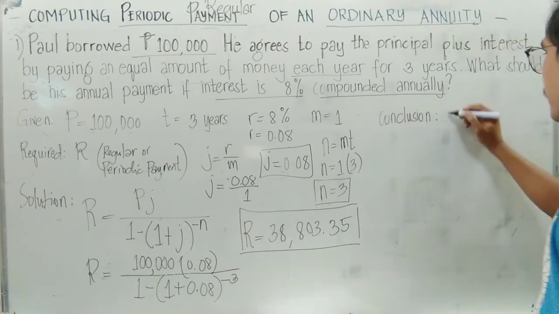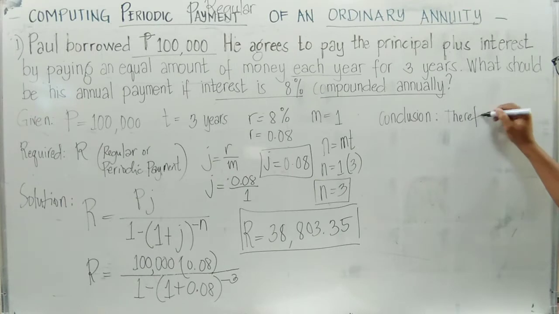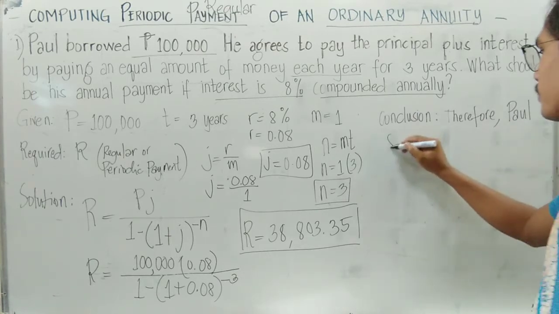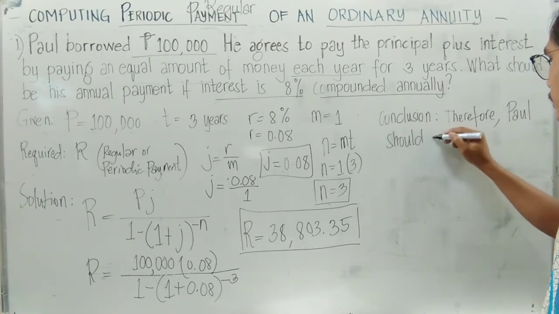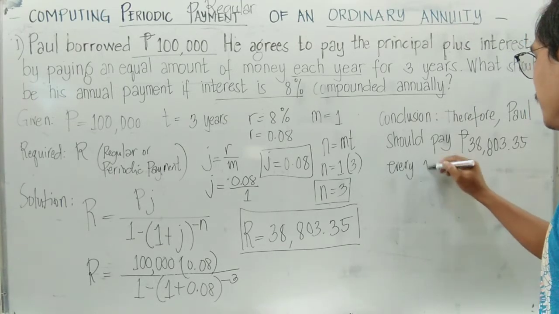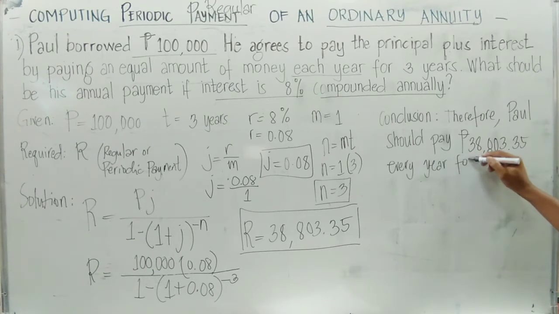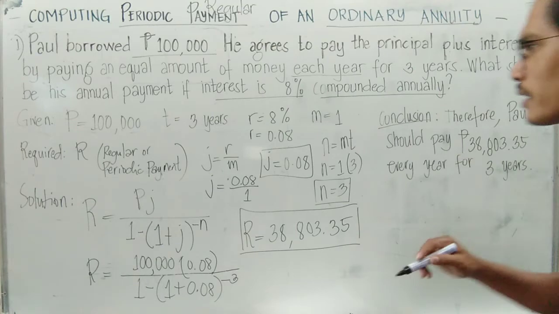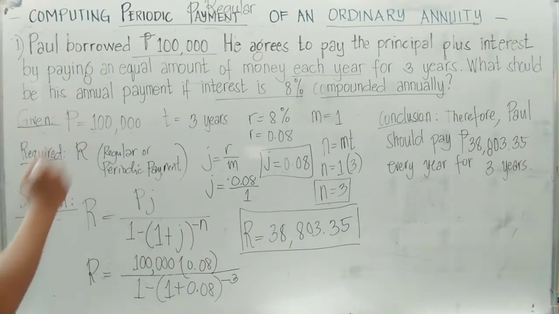So his annual payment, therefore, Paul should pay 38,803.35 every year for 3 years. Okay? So if you have seen some errors or if you have some suggestions, kindly write it on our comment section.